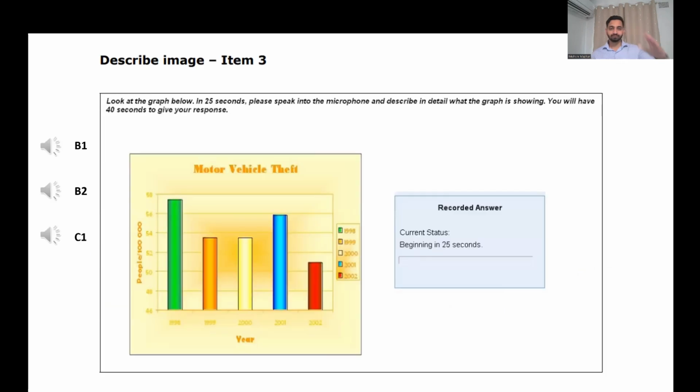All right. Please pause the video here again and do this exercise on your own. 25 seconds for planning and 40 seconds for your response. Once you come back, we are going to review B1, B2, B, and C1 responses.